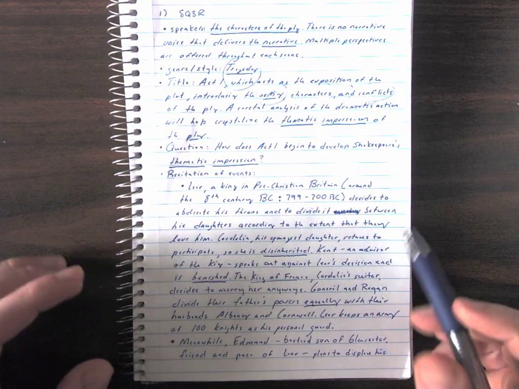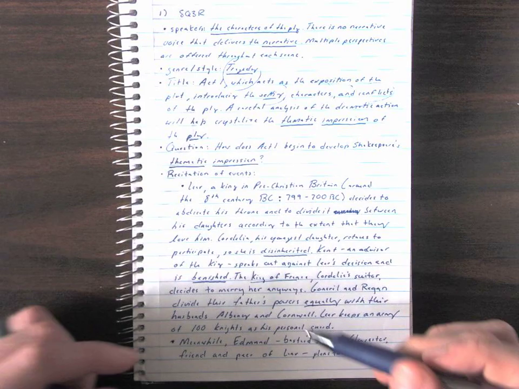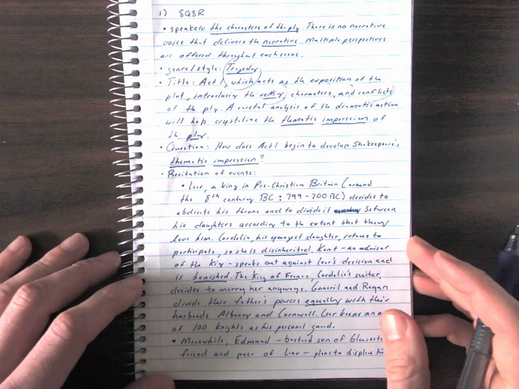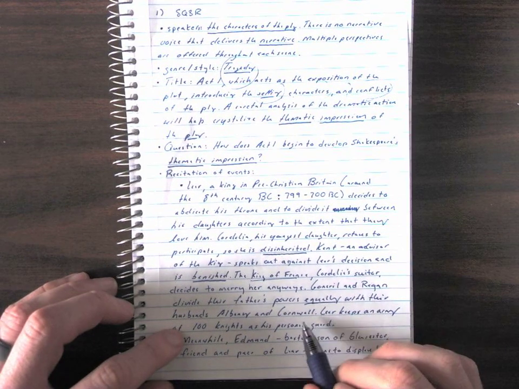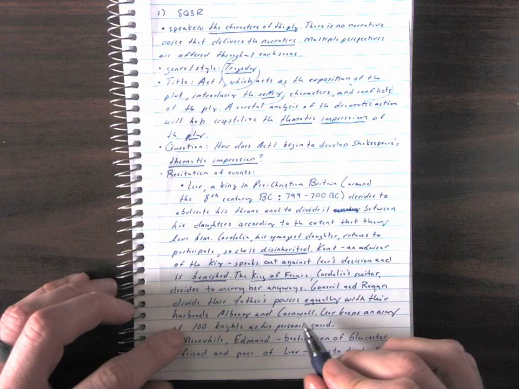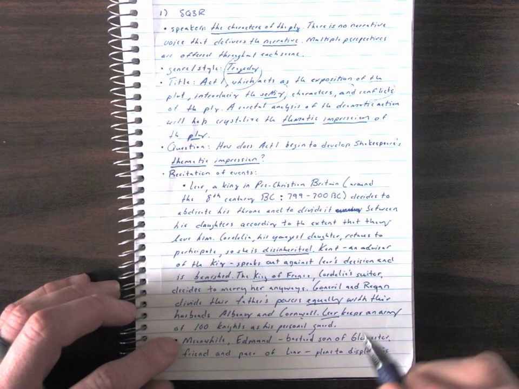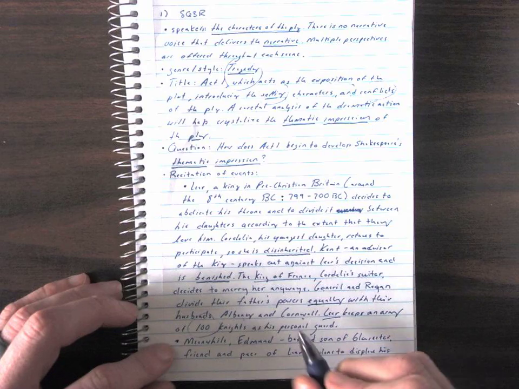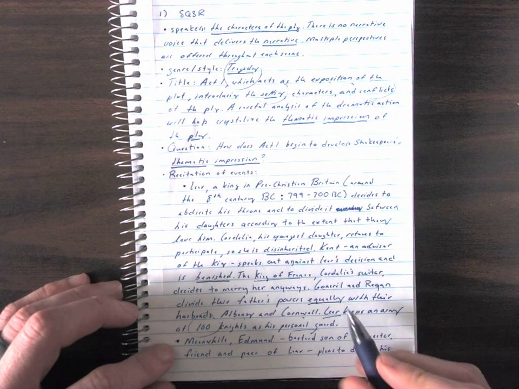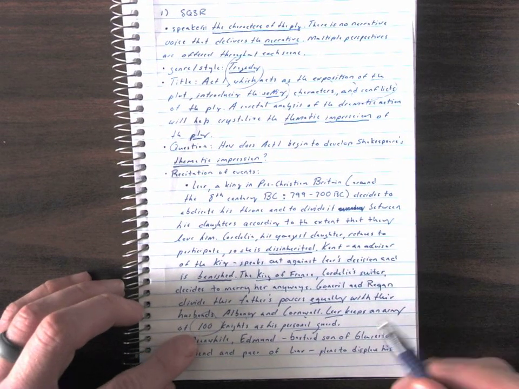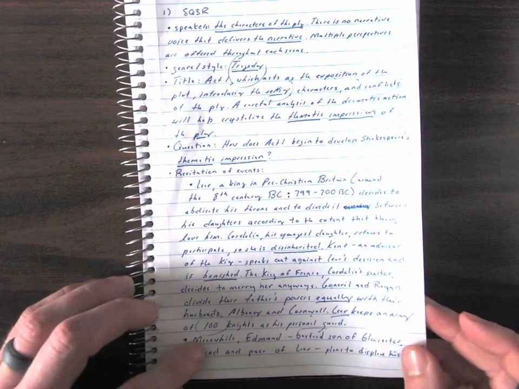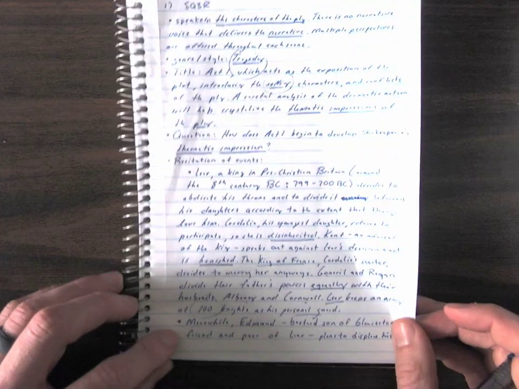All right, Goneril and Regan then divide their father's powers equally with their husbands Albany and Cornwall. Albany is married to Goneril, Cornwall is married to Regan. And Lear proclaims that he will be keeping an army of 100 knights, which is sort of his own little way of maintaining power and authority and expressing that power and authority.